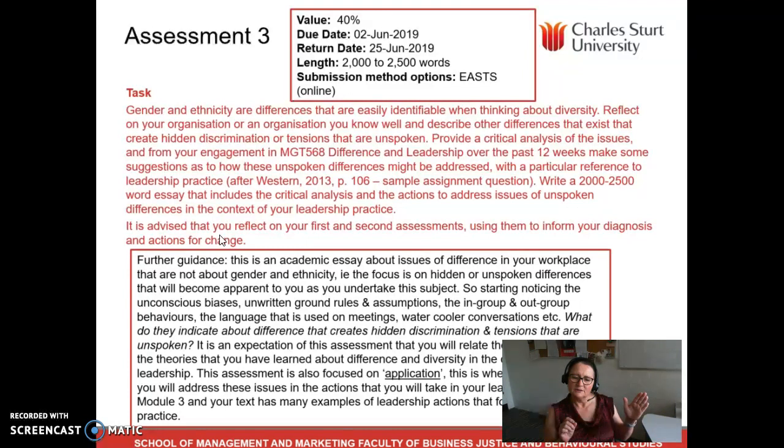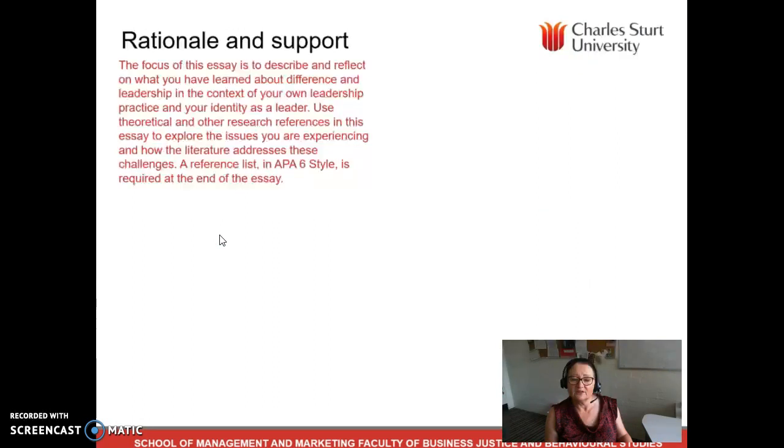That's the guiding question. It is an expectation of this assessment that you will relate these differences to the theories that you have learned about difference and diversity in the context of leadership. This assessment is also focused on application. That is, this is where you identify how you will address these issues in the actions that you will take in your leadership practice. Module 3 in your text has many examples of leadership actions that foster inclusive practice. The focus of this essay is to describe and reflect on what you have learned about difference and leadership in the context of your own leadership practice and of your identity as a leader.